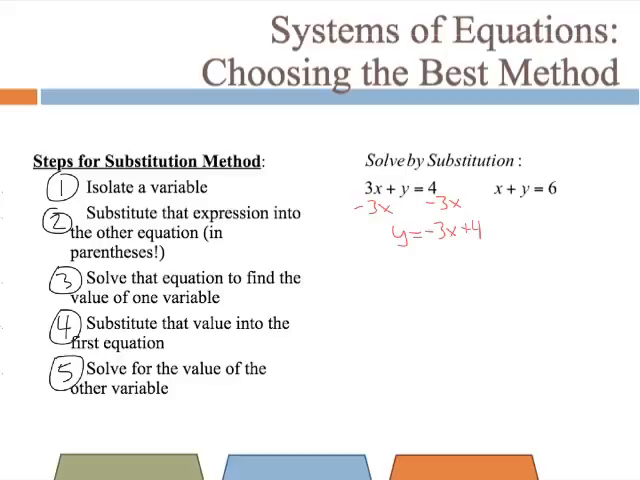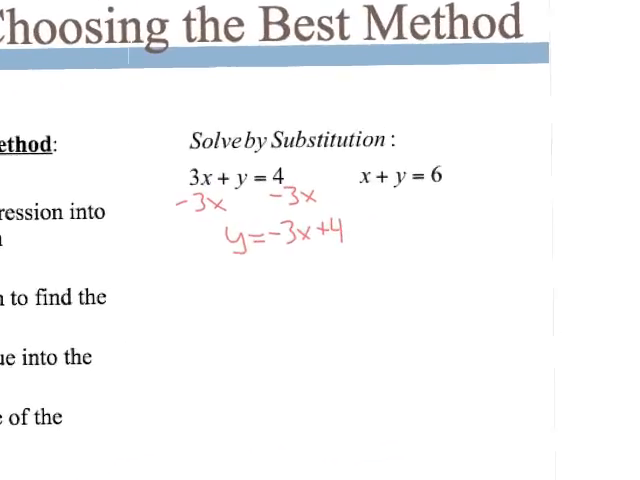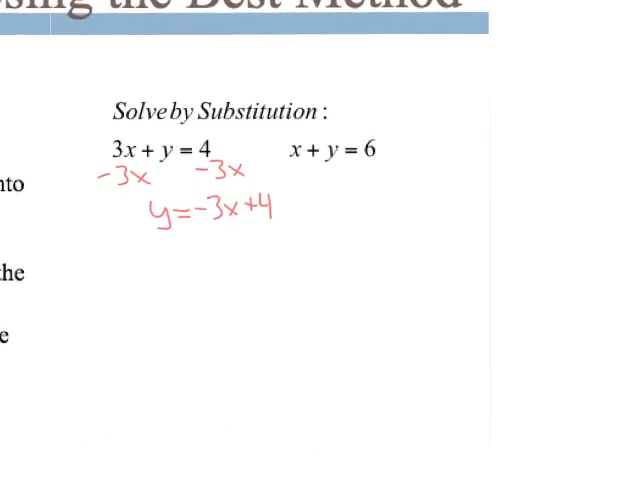And now we'll take that negative 3x plus 4 and we will substitute it into the other equation. So this is step 2. Take this guy, plug it in over here for a y. So we'll write everything else in the equation: x plus, but instead of y, we'll put negative 3x plus 4, equals 6.